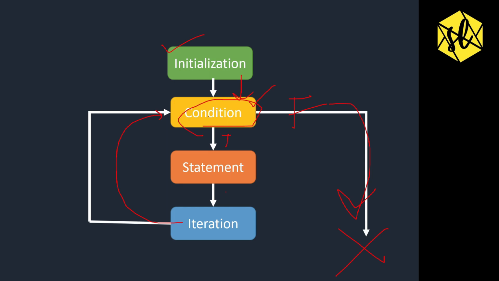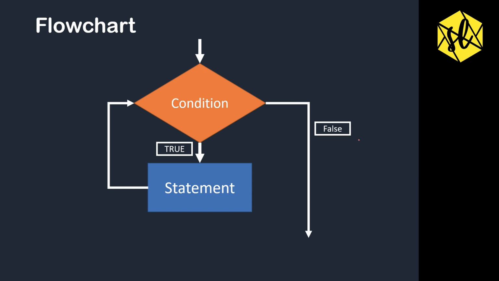And if that variable is true again, if the condition is coming true again, then the statement will execute again, and after that the iteration will occur again. This loop, or you can say this continuous process, will occur until the condition becomes false and the program terminates. Now let's move to the flow chart of our while loop.